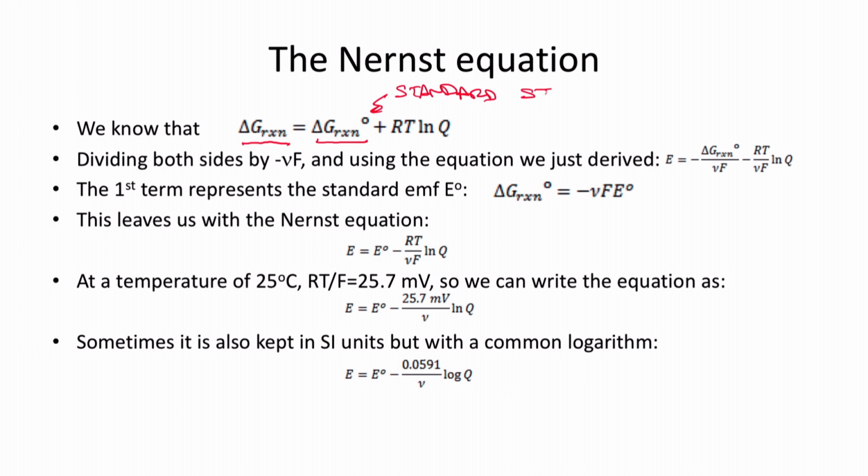plus this extra term called RT ln Q. This Q here is something called the reaction quotient. What I can do is divide both of these sides by minus nu F, where nu is the number of electrons being transferred, and F is something called Faraday's constant.